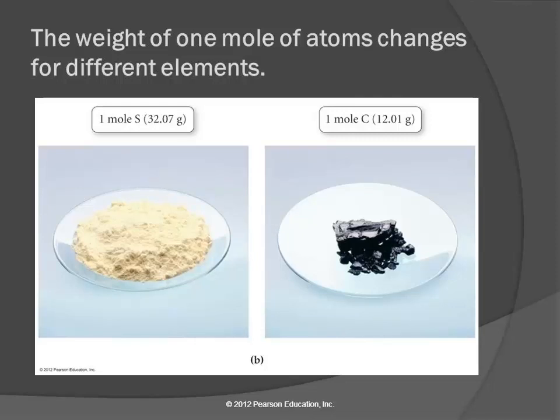Why does the sulfur weigh more? Because each atom weighs more. If you look at the periodic table, the average mass of a carbon atom is 12.011 atomic mass units, and the average mass of a sulfur atom is 32.07 atomic mass units. So a mole of sulfur weighs more because each atom weighs more.